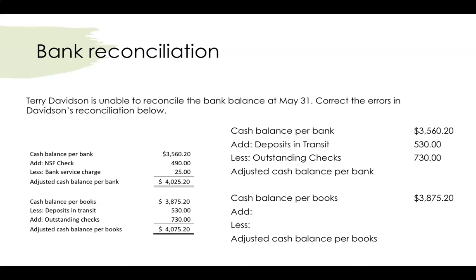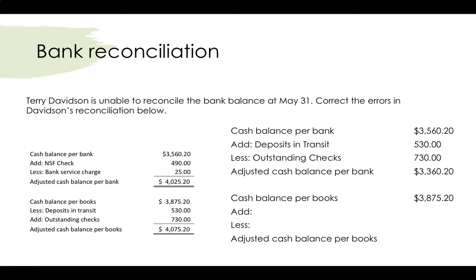So now we can find our adjusted cash balance per bank, right? We take our initial cash balance per bank, the amount that was on our bank statement, we add in our deposits in transit, and we subtract out our outstanding checks, and we get an adjusted cash balance per bank of $3,360.20.